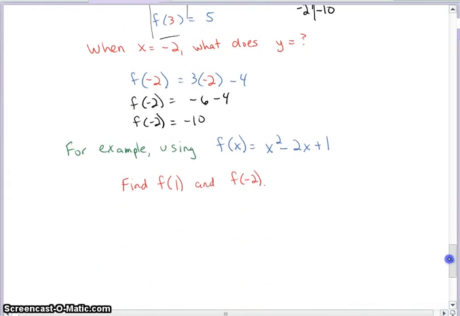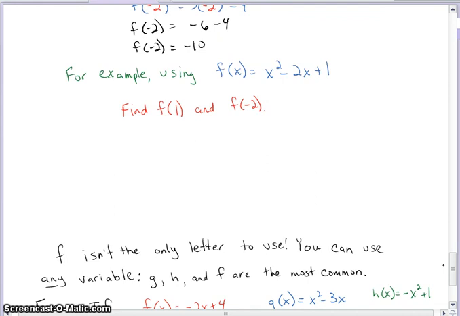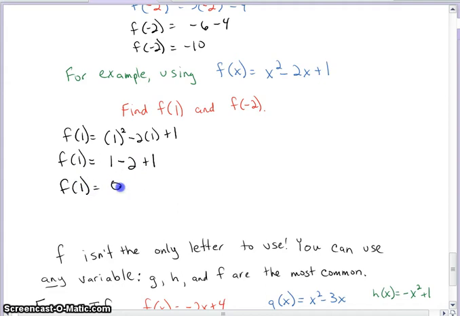Okay, let's try a different example. Now let's say f of x equals x squared minus 2x plus 1. So for f of 1, I just put 1 in place of x. So I've got 1 squared minus 2 times 1 plus 1. The left-hand side doesn't change. So f of 1 equals 0. So that's an ordered pair. It's 1, 0. f of negative 2 would be negative 2 squared minus 2 times negative 2 plus 1.